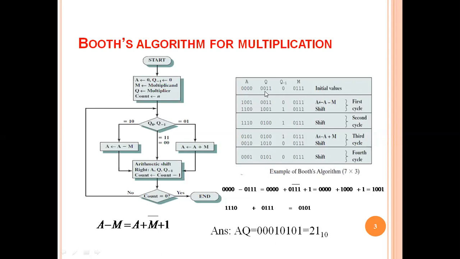You have to make the binary of both the multiplicand and the multiplier. If either of them, or both, is a negative number, you have to represent the number in 2's complement form. Then you put the numbers in the registers Q and M. This is the initial value; then all the other values will be 0.